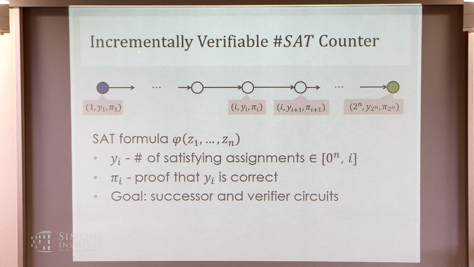And the main contribution is that we build an incrementally verifiable counter for this problem. The way it looks is, along the way, we have these nodes. What we want is something along the lines where at every node along the way, we know the number of satisfying assignments up to that node. In the ith node, we have y_i, the number of satisfying assignments between 0 and i, where i is a number between 0 and 2^n minus 1. And we have a proof that y_i is correct, that it's the correct number of satisfying assignments.